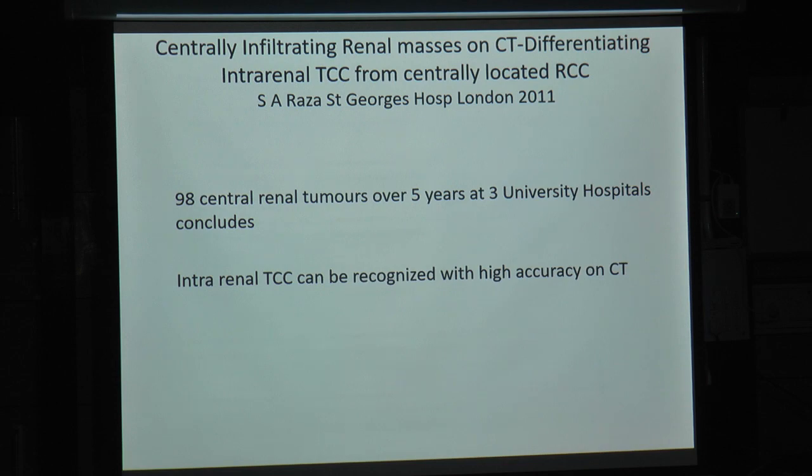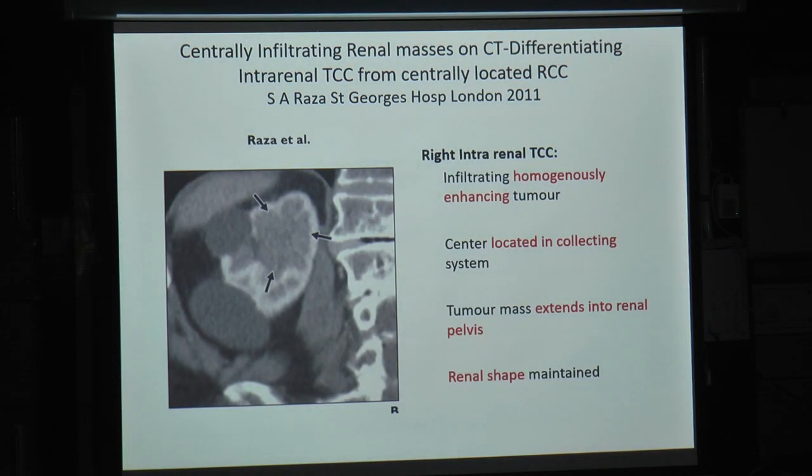Intrarenal TCC can be recognized with a high degree of accuracy. How? Look at this picture. Now, there is a tumor here. You always look at the tumor mass extending into the renal pelvis. This is a homogeneous uptake. There is no heterogeneity about it. They are low, not so enhancing, low enhancement, and located in the collecting system. The tumor center is located in the collecting system. Renal shape is maintained.